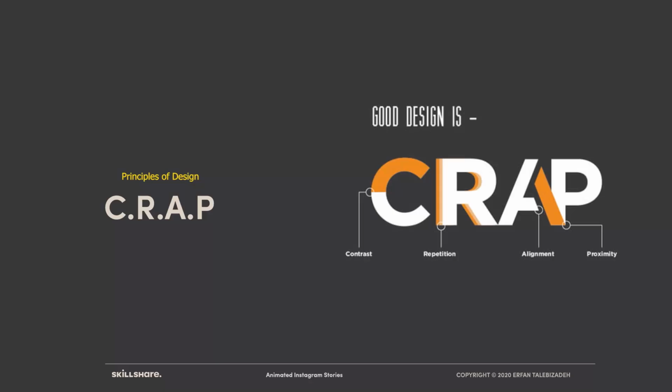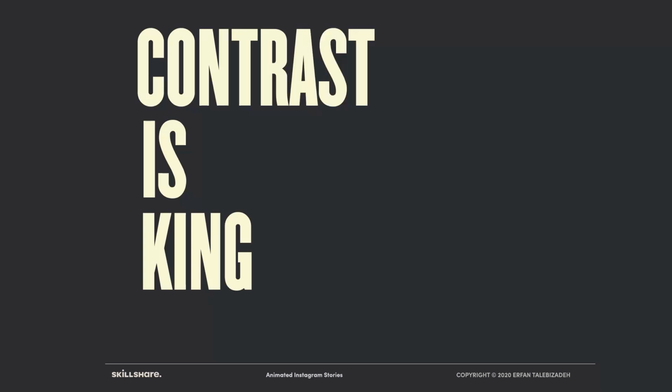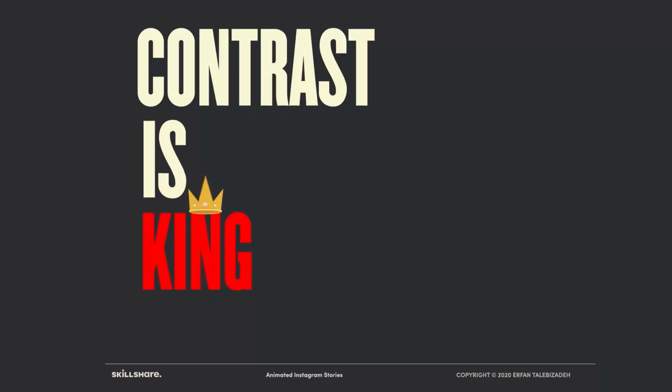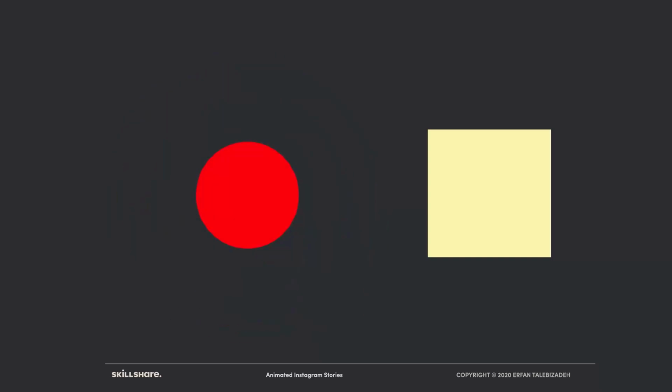So let's begin. Let's talk about contrast. I'm sure you have heard the phrase that content is king. But at the end of this video, you will realize that contrast is key, contrast is king. Well, the contrast rule says that important elements of your scene should stand out from the others. Sounds easy, right? Contrast can come through shape, size, color, and even text.